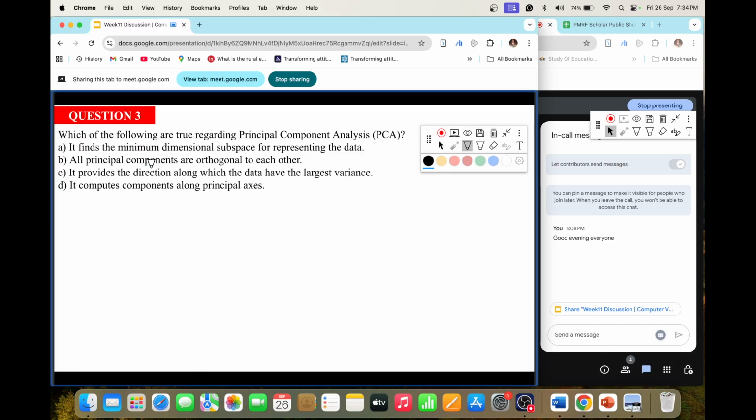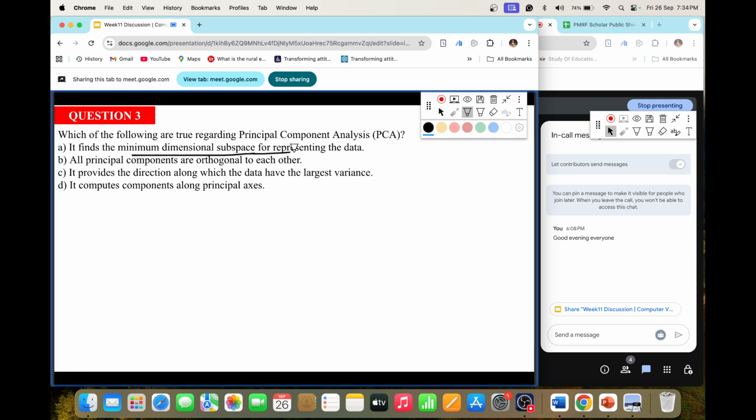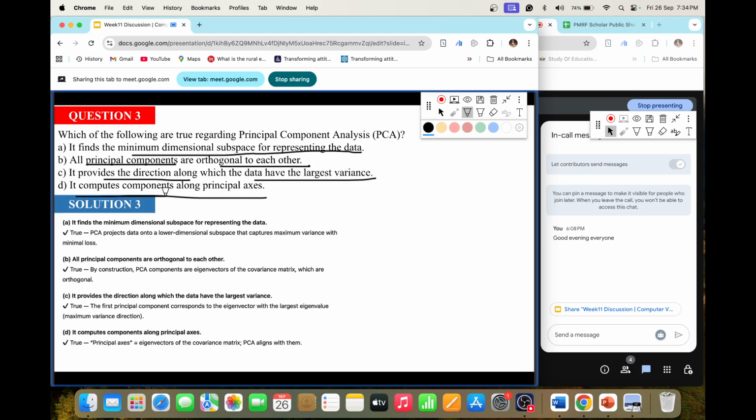Question number 3: which of the following are true regarding principal component analysis? A, it finds the minimum dimensional subspace for representing the data. B, all principal components are orthogonal to each other. C, it provides the direction along which data have the largest variance. D, it computes the components along the principal axis. So very easy, I think all of the above, A, B, C, D is your correct answer.